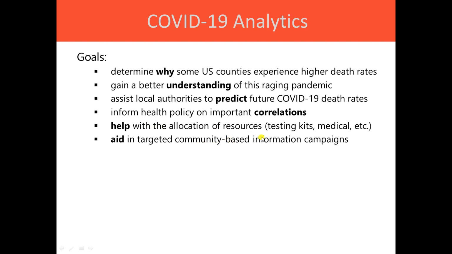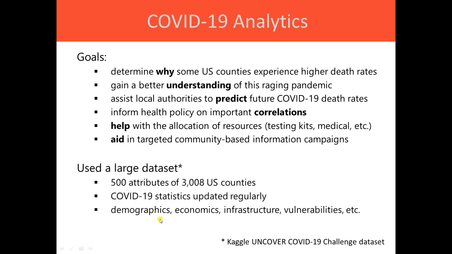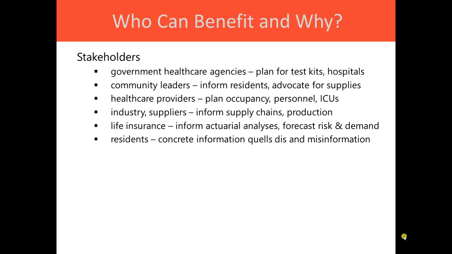Help with allocation of resources, testing kits, medical supplies, and so on. And then aid targeted community-based information campaigns, so that you can inform the community to hunker down, and explain why they need to hunker down. Okay, so we used a large data set, 500 attributes of 3,008 US counties. These attributes are really just demographics, economics, infrastructures, vulnerabilities. Many of these were obtained from the CDC, which measure the vulnerabilities of a region. The only thing that we really updated was the COVID-19 statistics, because they change regularly. And you can get this data set from Kaggle, actually. That's where we got it.